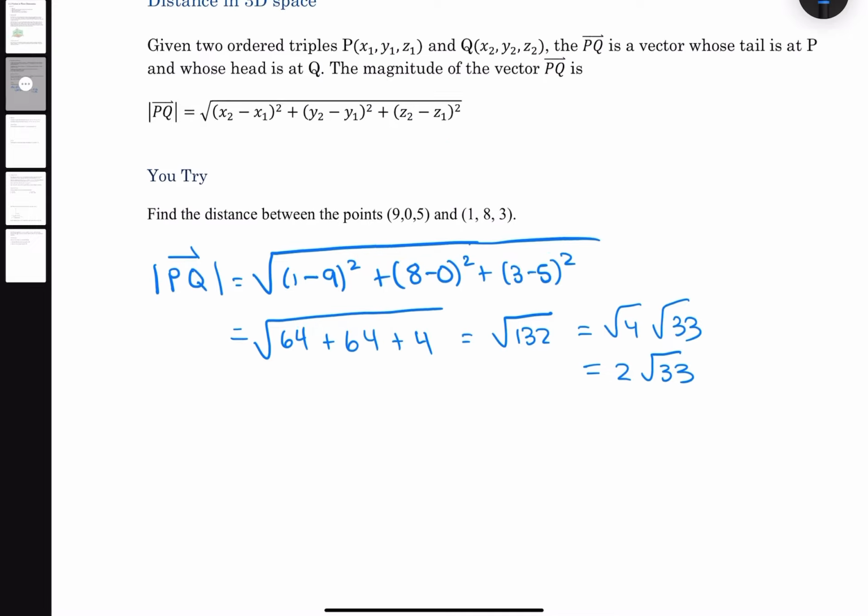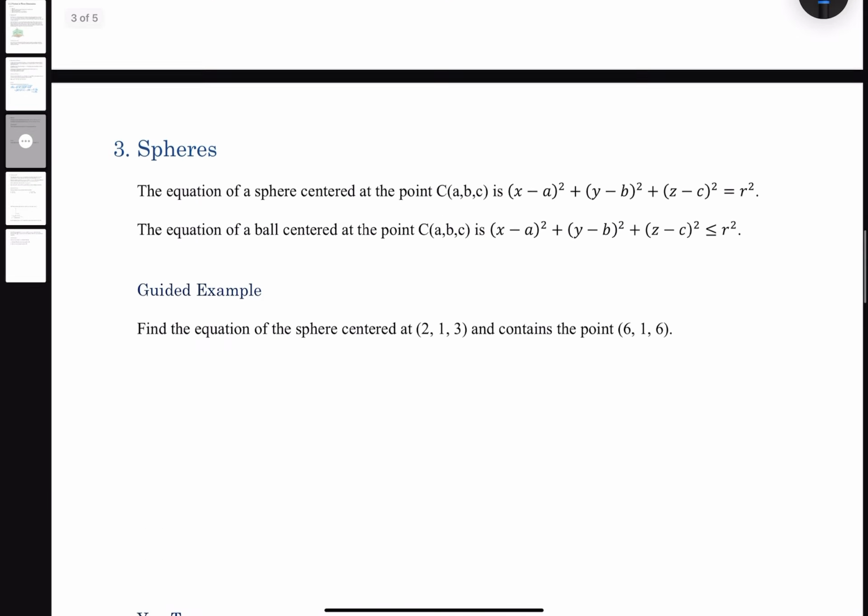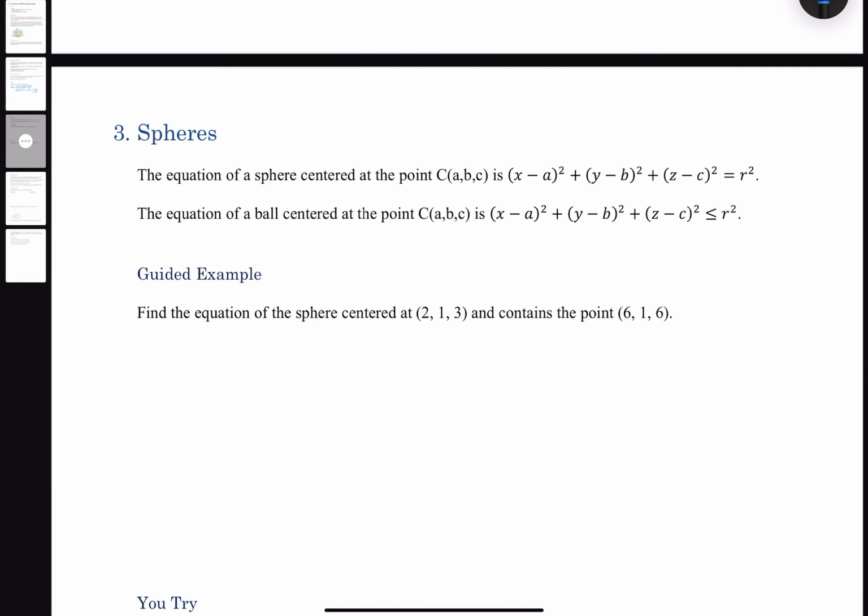All right. So moving on, a sphere is the set of points in three-dimensional space that are a fixed distance from a point that we're going to call the center. It has a similar equation to that of a circle, except we add on the third dimension, the z dimension. So the formula is, just like a circle, we just add a third dimension.